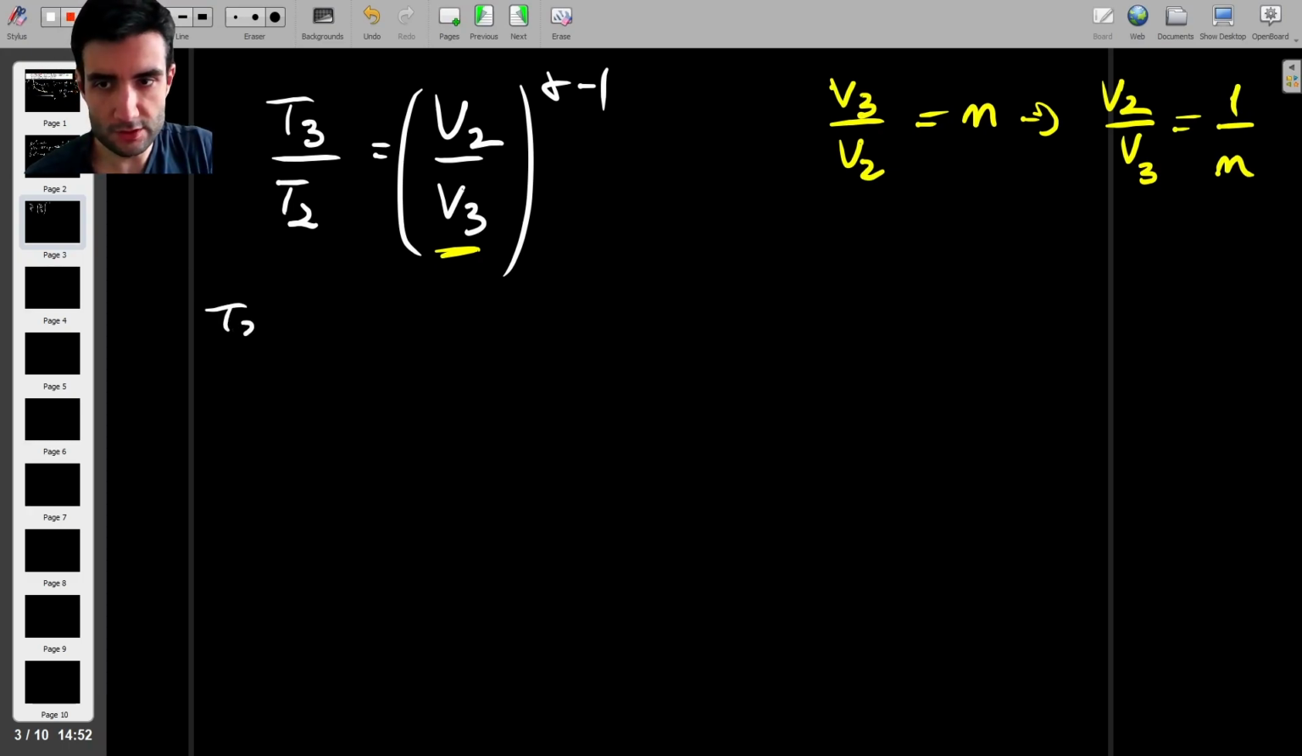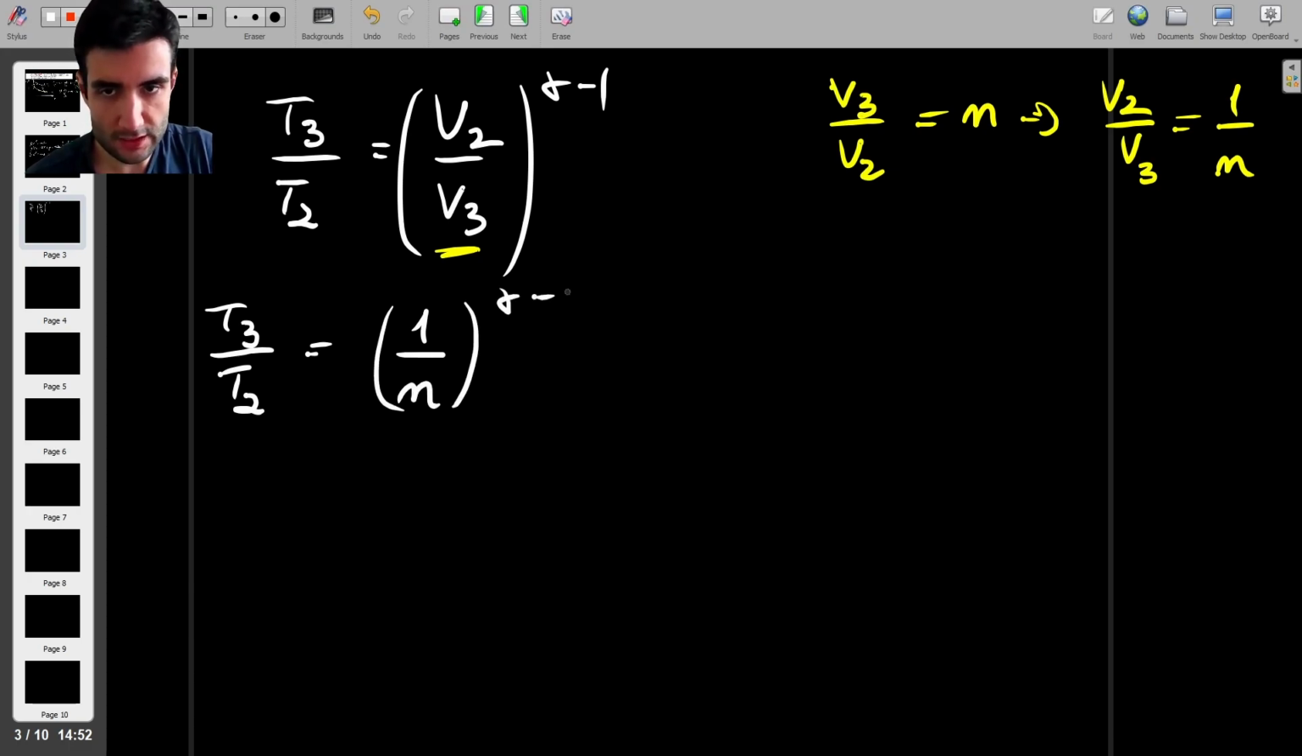So T3 over T2 will be equal to 1 over n to the power gamma minus 1. So the only thing left to do technically is just to find what the gamma is for hydrogen.